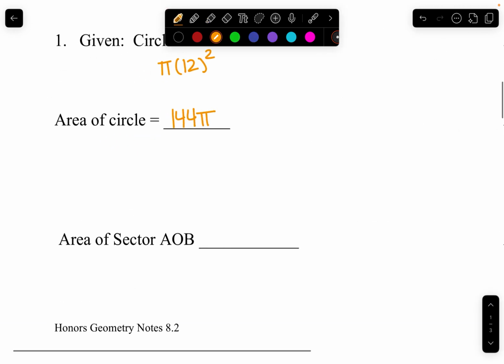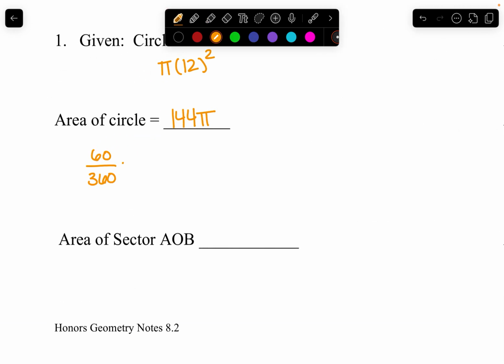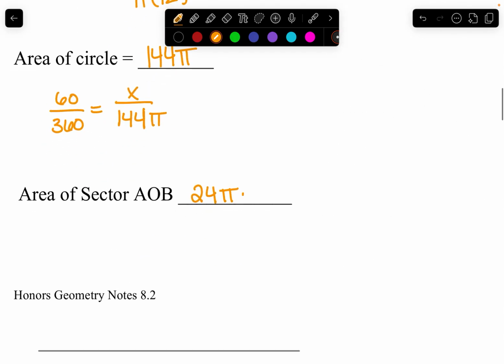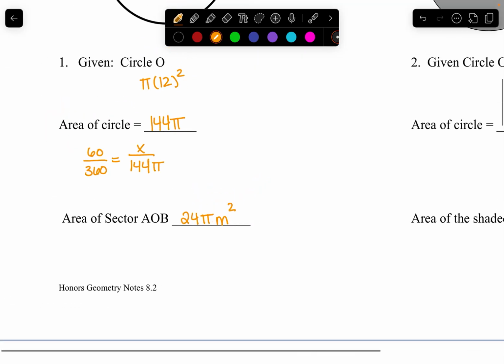So it is the central angle over 360, and that's going to equal my sector area over the area of my circle, which I already found. I already found that that was 144 pi. So we're going to cross multiply. We've got 60 times 144. We divide that by 360, and we get that the area of sector AOB is 24 pi meters squared. There you go. That's literally all it is.